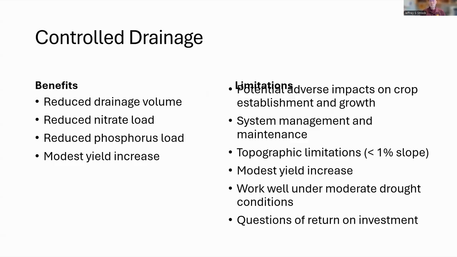If you get an extreme drought, controlled drainage is not going to help you because the crop's going to use most all of that water up and still be suffering. What's important to realize about controlled drainage is the data shows it doesn't really reduce the amount of nitrate in the water. What it's reducing is the amount of water. Yep. So back to what I talked about with the river flows.